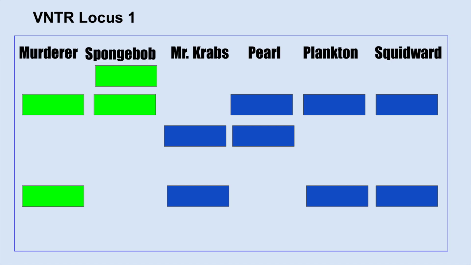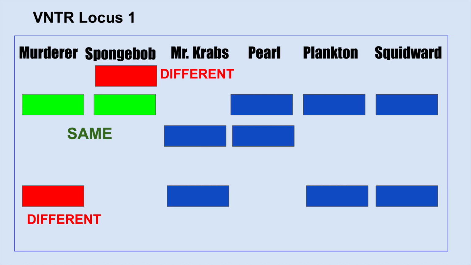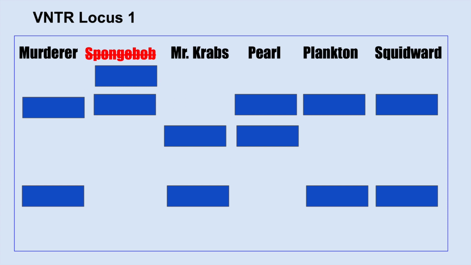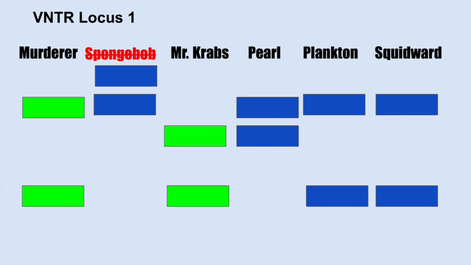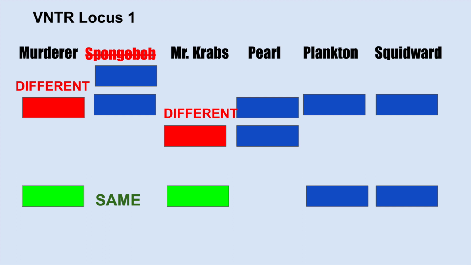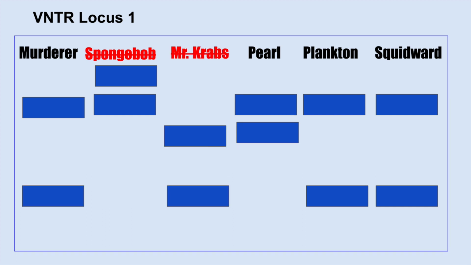Let's start out with Spongebob, our victim. His alleles are clearly different than that of the murderer. Therefore, we can gain from this that he did not murder himself. Next up is Mr. Krabs. While the murderer and Mr. Krabs share one allele, their patterns aren't exactly the same, so we can safely say that he was not the murderer either.